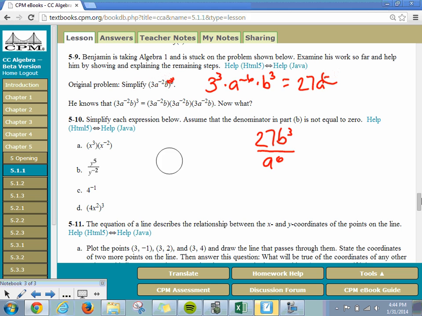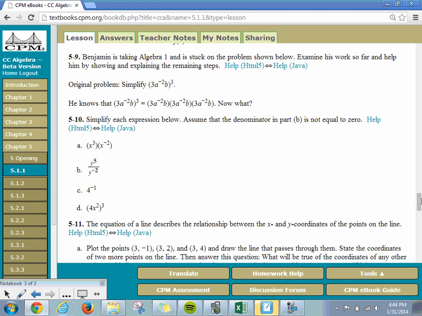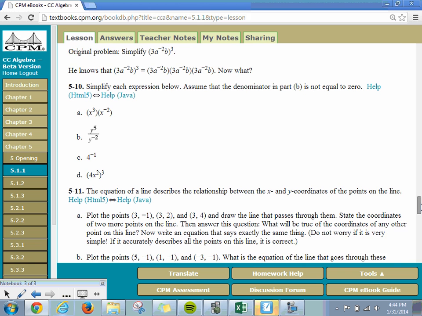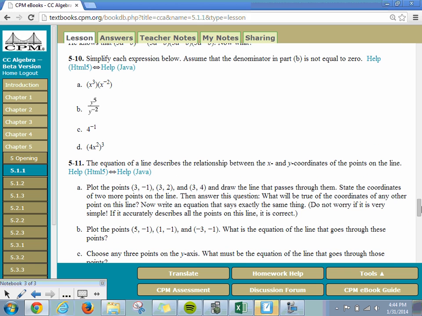In 5.10, we're asked to simplify each expression below and assume that the denominator in part b is not equal to 0. So it's really important then in b that we cannot have a denominator equal to 0. So that means y can't be equal to 0 ever.